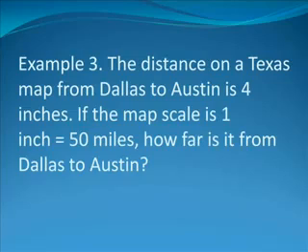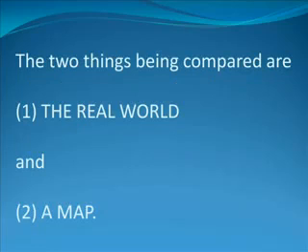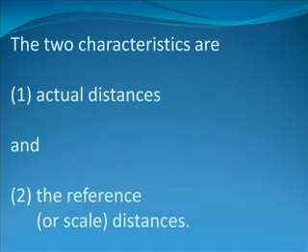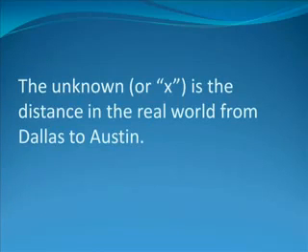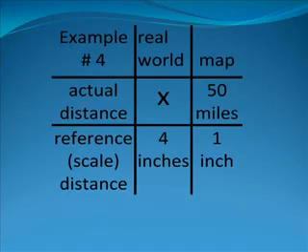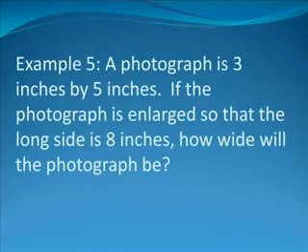Example number 3. The distance on a Texas map from Dallas to Austin is 4 inches. If the map scale is 1 inch equals 50 miles, how far is it from Dallas to Austin? The 2 things being compared are the real world and a map. The 2 characteristics are actual distances and the reference or scale distance. The unknown is the distance in the real world from Dallas to Austin. This is how the tic-tac-toe board should be filled out.